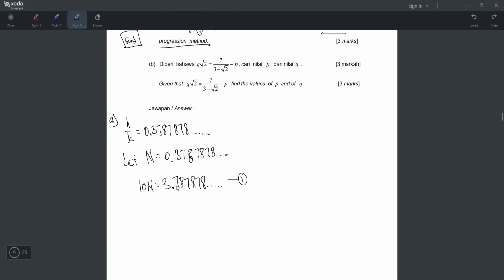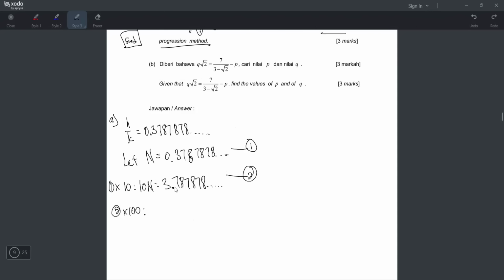Okay, and then now what you do, you try to find another equation that has 0.78. You try to take equation 2 times 100. Okay, this one is equation 1 times 10. Why I take equation 2 times 100 is because some recurring decimals repeat after 1 digit, some repeat after 2 digits, some repeat after 3 digits.